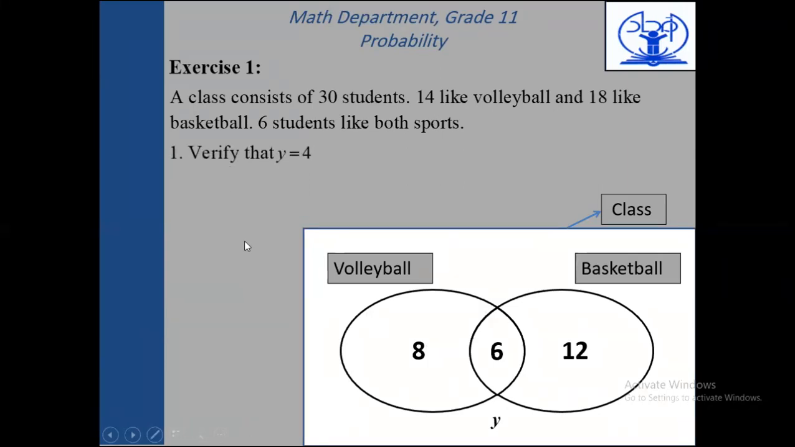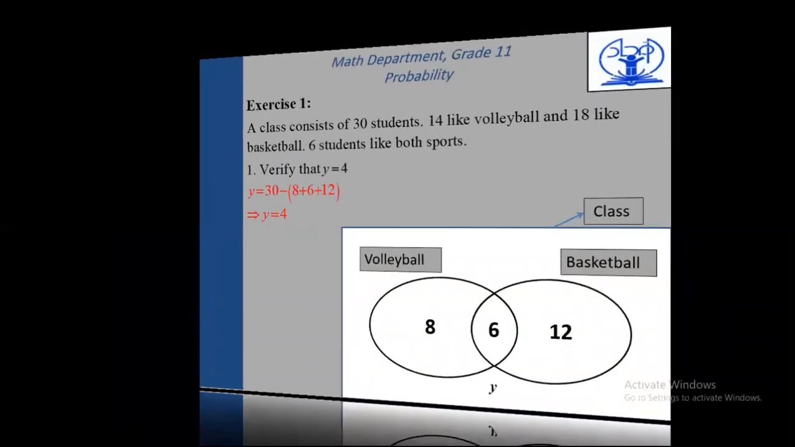Verify that y is 4. Do not forget here that the total number of students is 30. So simply y is 30 minus these. So y is 30 minus brackets 8 plus 6 plus 12, which means that y is 4.